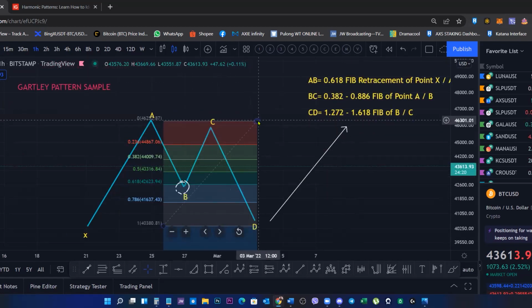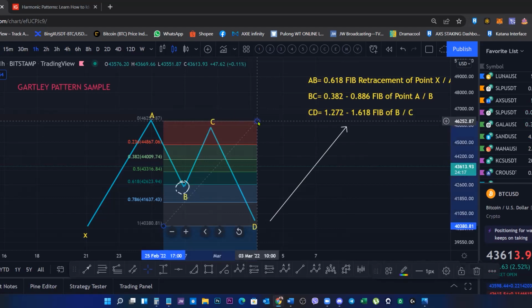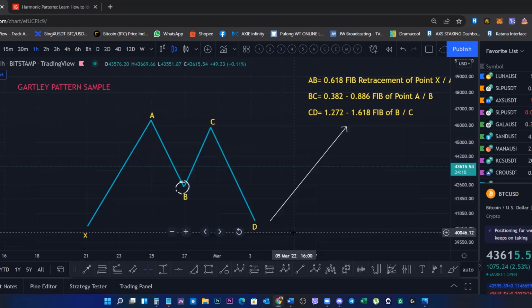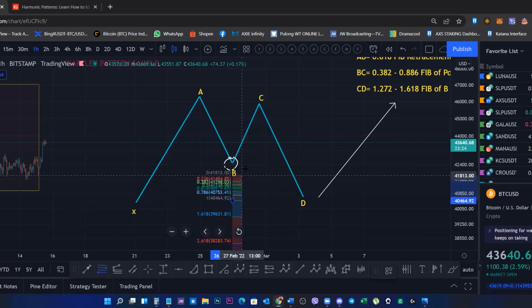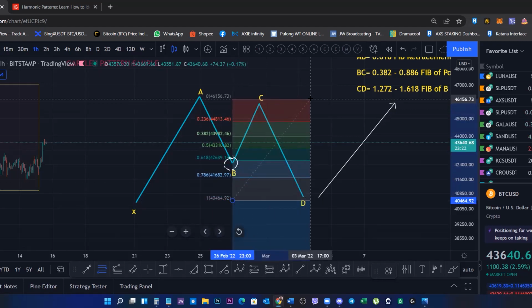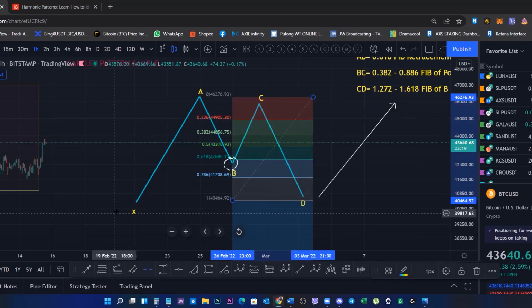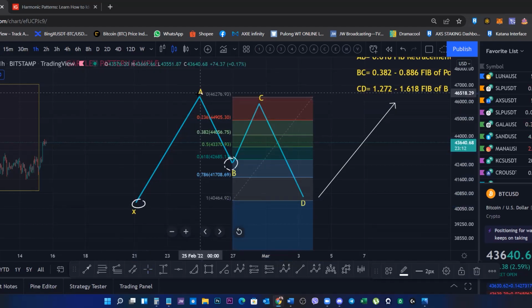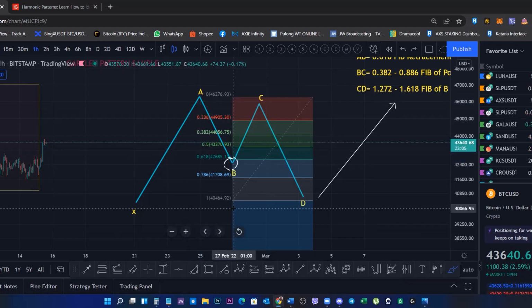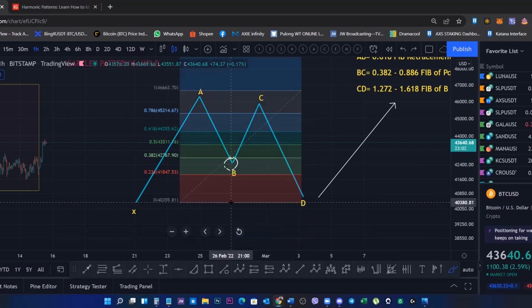Again, how do we draw that? Where did I point my Fibonacci? I will do that again for you. So now you have to measure from point X to point A. From this one up to this one. So the measurement is here, 0.618 of our default Fibonacci. So this is correct, guys.